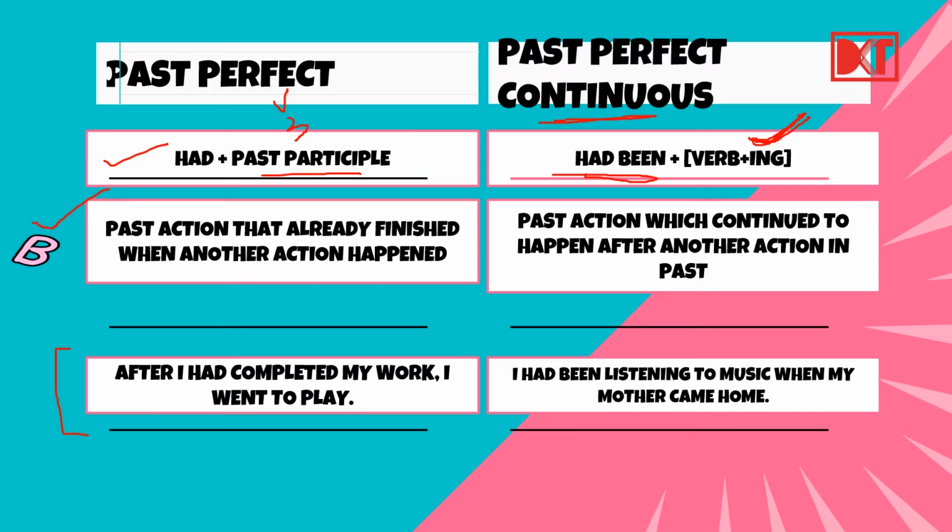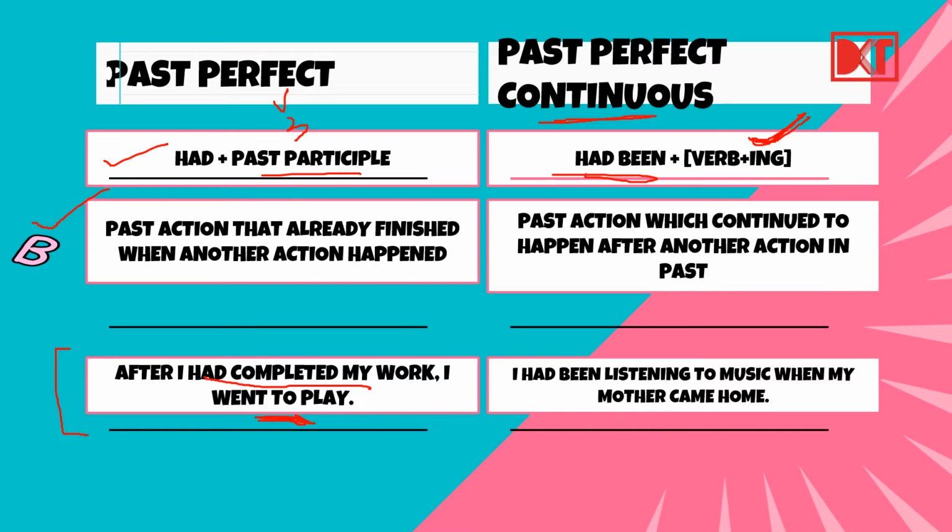But which action happened first in the past? The action that happened first was that I completed my work. So the action which happened first is conjugated in past perfect. Like here, after I had completed my work, this is past perfect, and then here, went to play, this is simple past we are using.